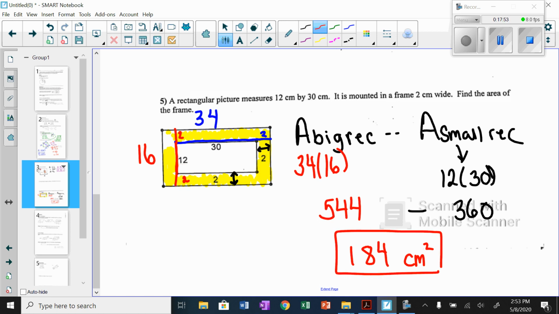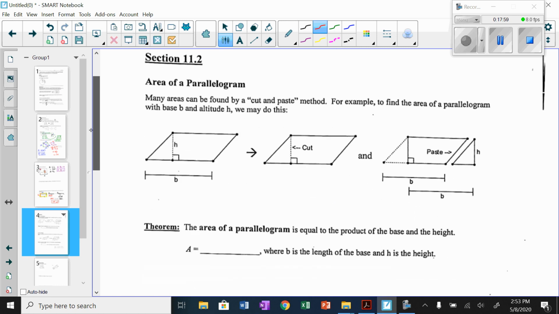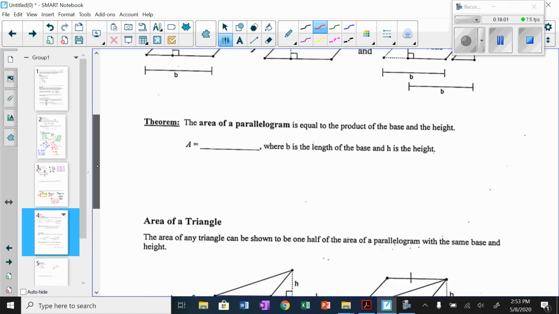Okay, so that's the end of 11.1. We're going to keep going on to 11.2. These are all formulas you should be pretty familiar with, so that's why we're going to be going through this fairly quickly. Next one is going to be a parallelogram.